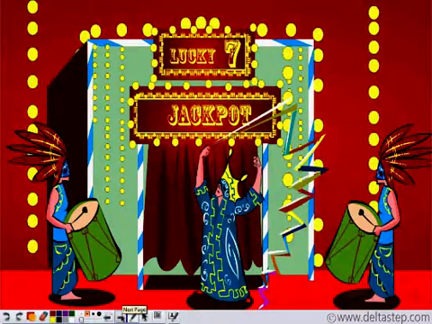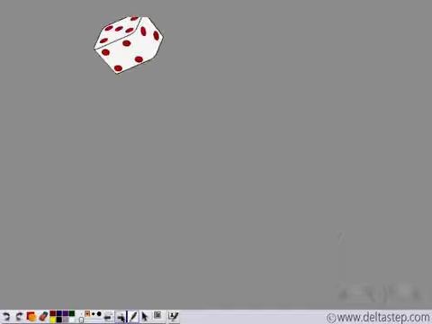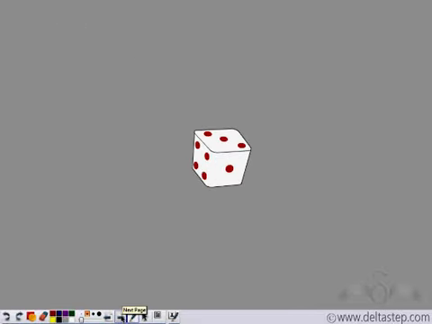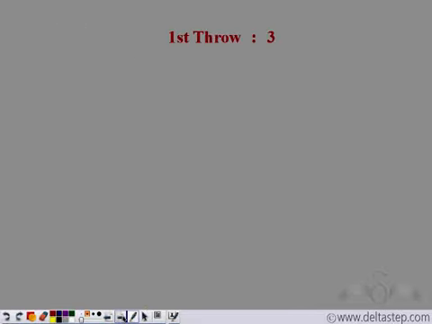Now say you go to a fest and you enter the stall to play the Lucky 7 game. In this game, you have to throw a die twice. And if the sum of the throws, that is, the sum of the numbers appearing when you throw the die twice, is 7, you win the jackpot. So let's play the game and roll the die for the first time. So we get 3.